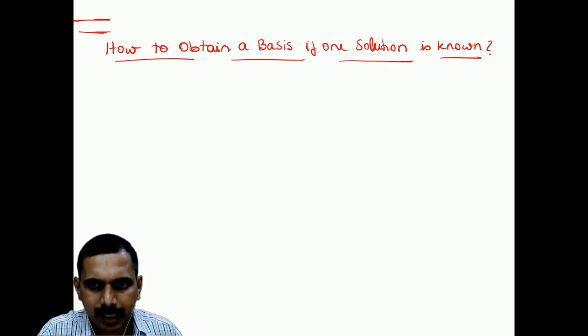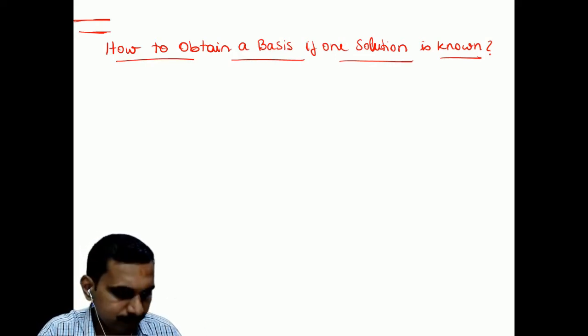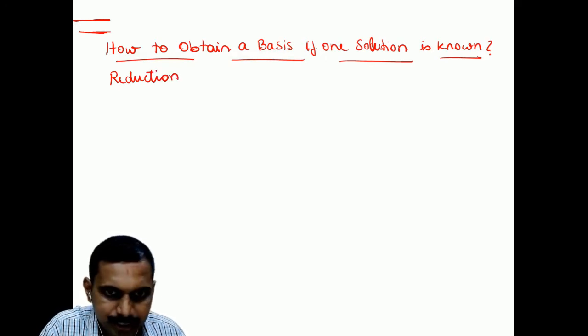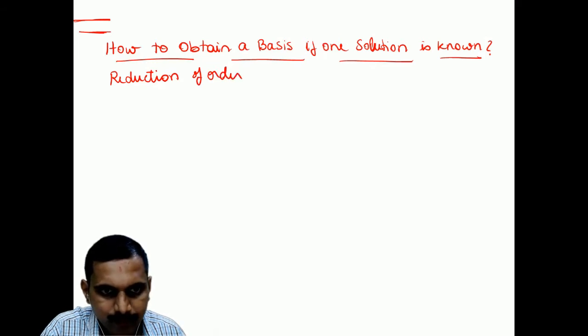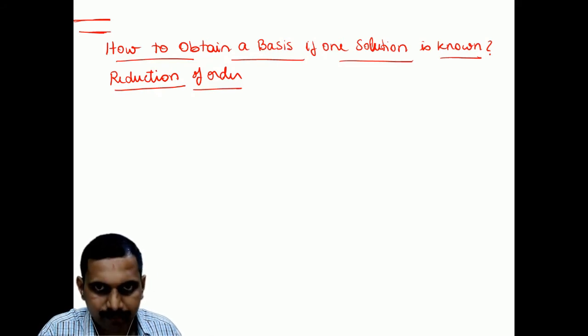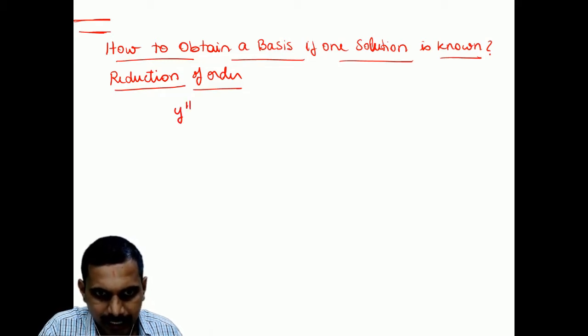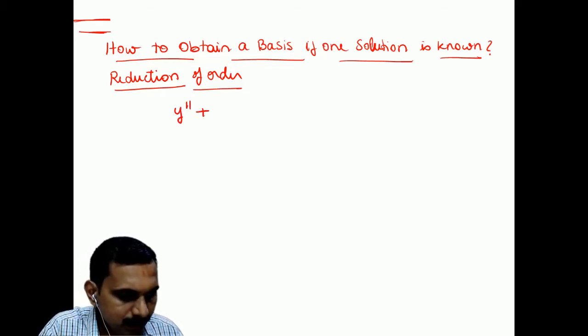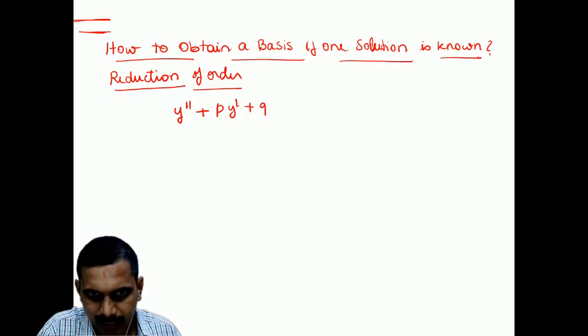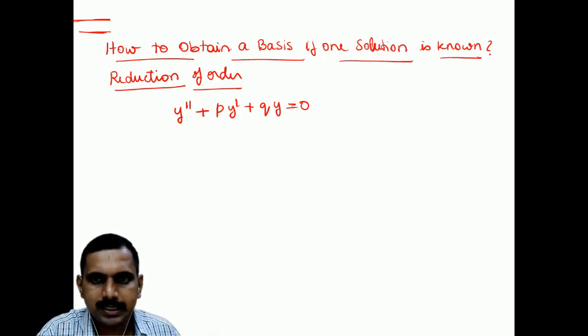Okay. How to obtain a basis if one solution is known. There are a lot of methods. This method is called the reduction of order method. We are seeing the reduction of order. Let us take a differential equation given as y double dash plus p into y dash plus q into y is equal to 0. This is equation number 2.